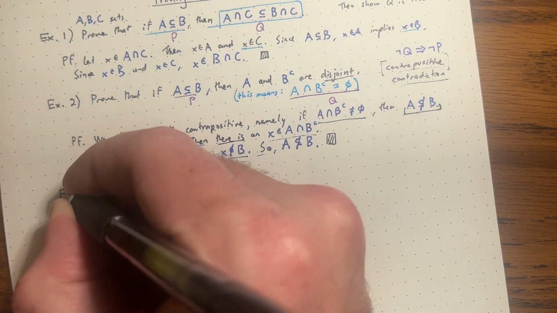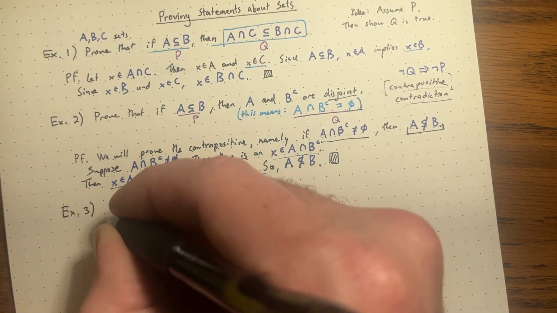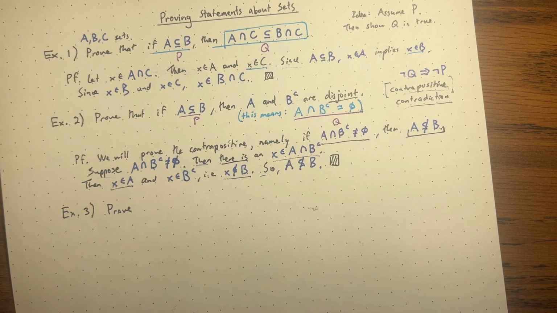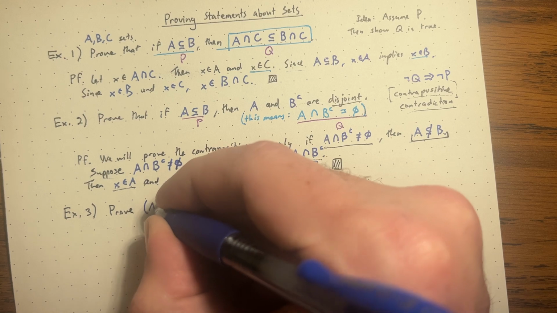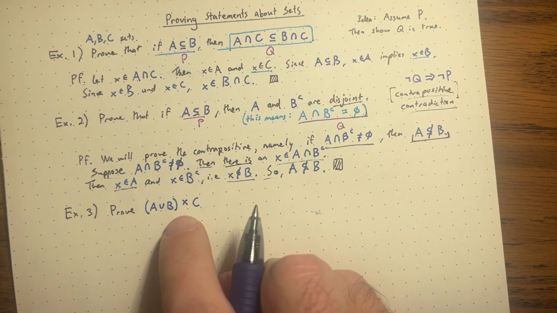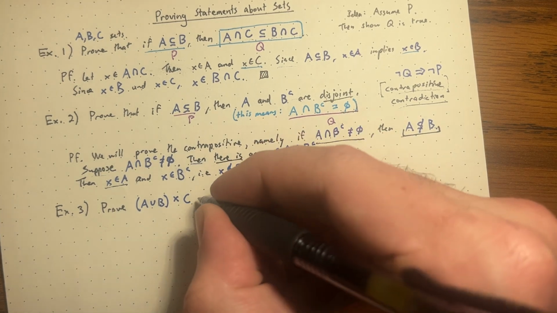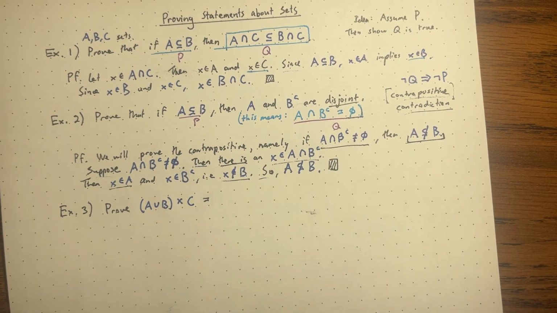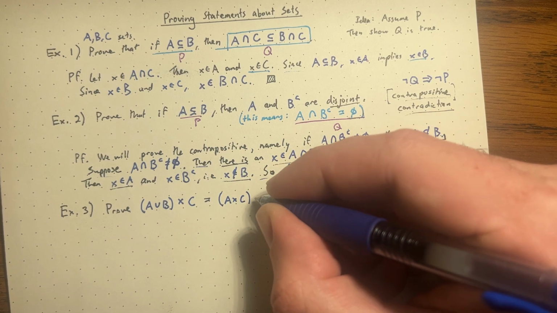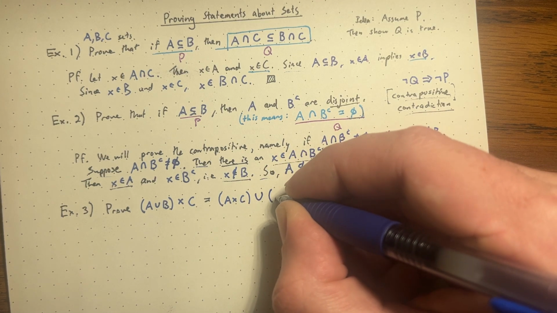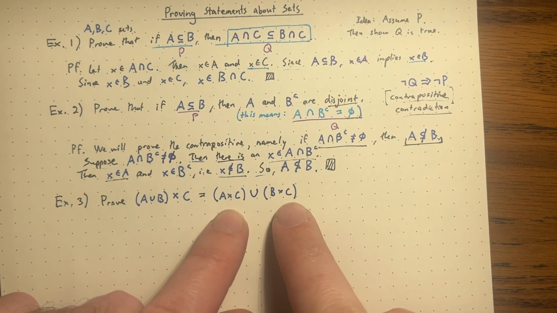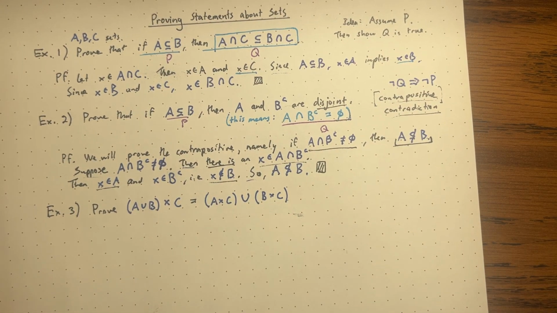Let's do one more example. So let's do something with products, actually. Haven't worked with those a lot yet. So let's prove that A union B cross C, so product of two sets, is the same set as A product with C union B product with C. These are again two sets, both consisting of ordered pairs, so we can take a union of the two.